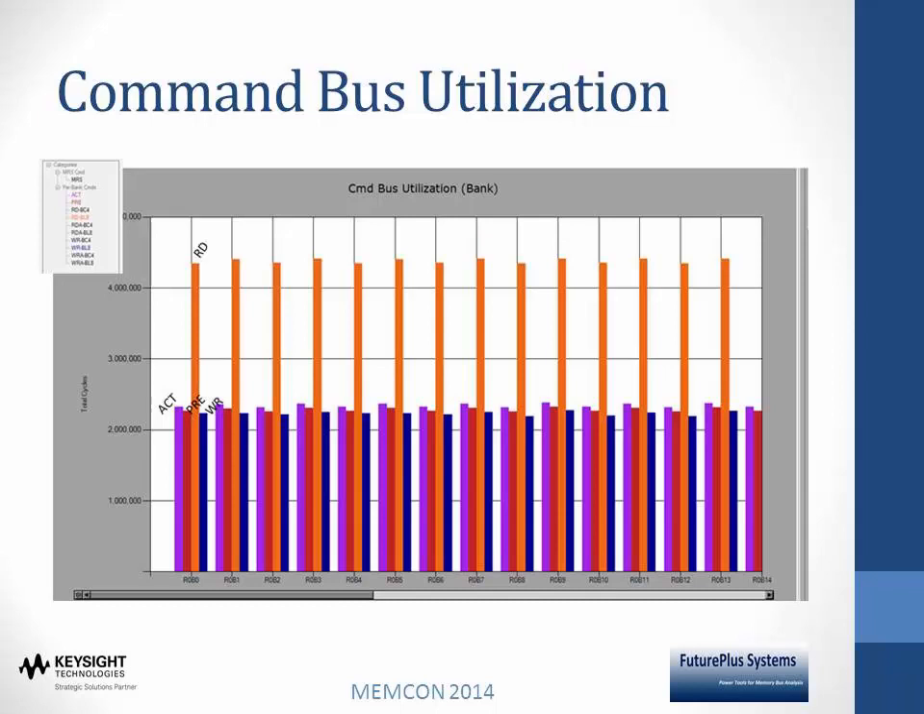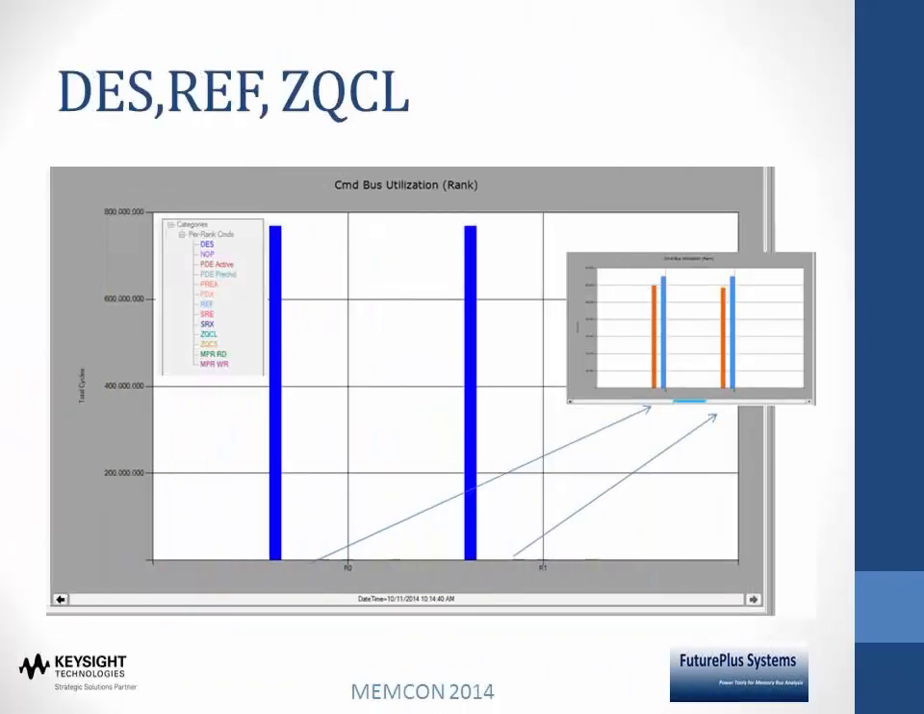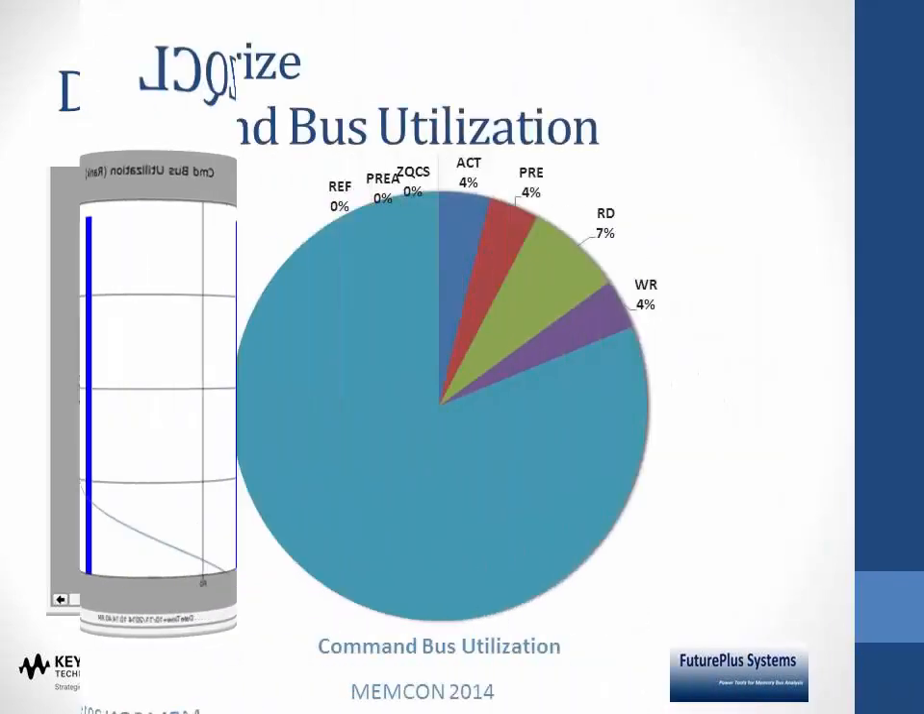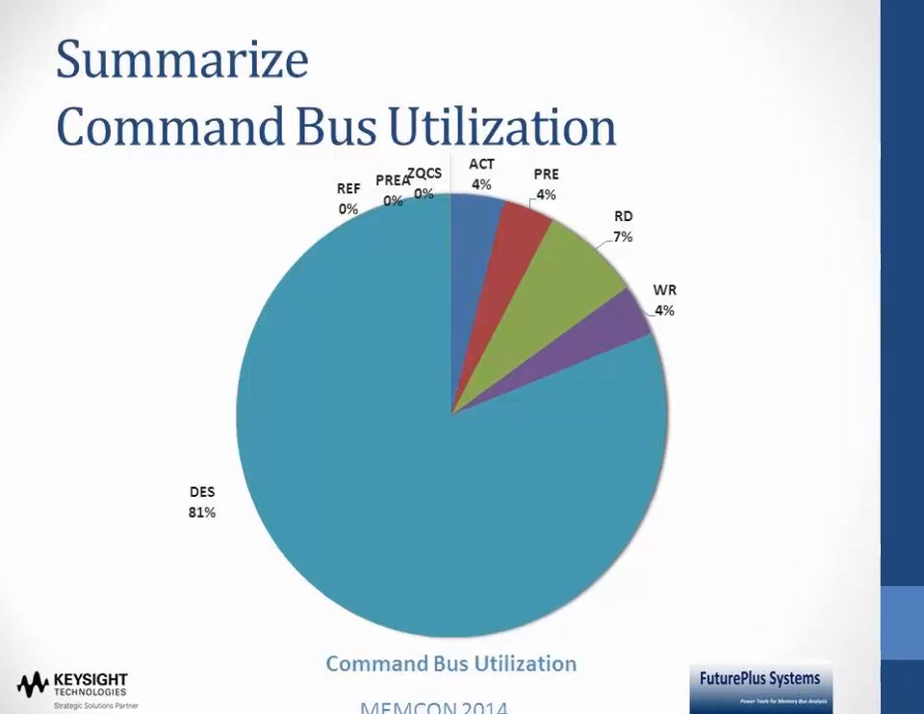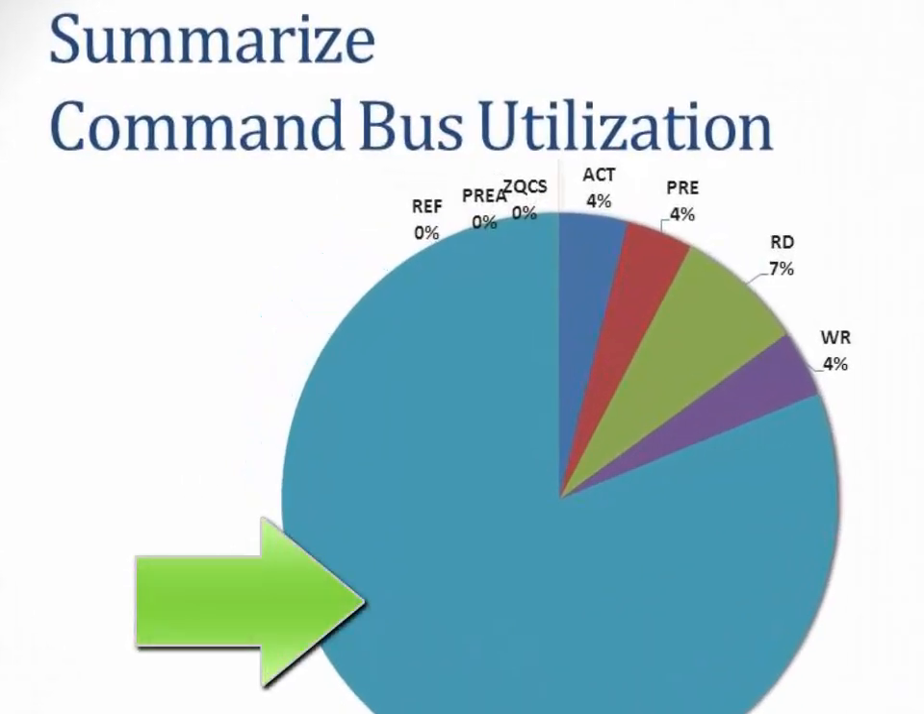For this view, I have removed the deselects so you can see more clearly the read and write traffic. Once I add the deselects back into the chart, you can see that they dominate the picture. The majority of the time, the command bus is idle. By exporting my data from the DDR Detective into Excel, I can quickly see the big picture. The command bus, by design, is largely unused.